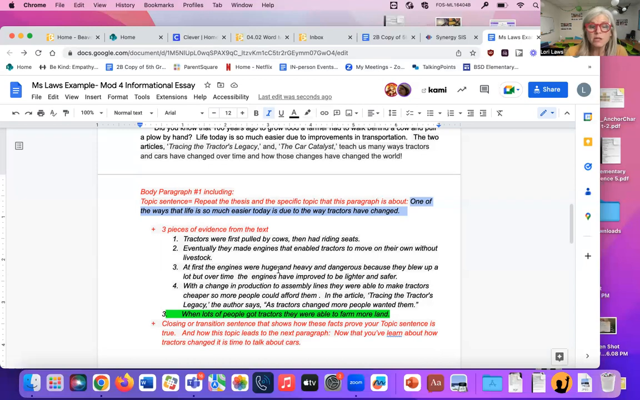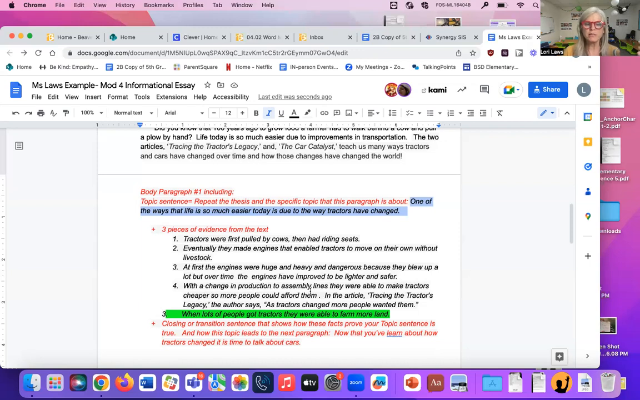At first, the engines were huge and heavy and dangerous because they blew up a lot, but over time, the engines have improved. These are all paraphrasing. It's where I took the information from the text, but I put it in my own words. If I paraphrase, I don't have to say where the information came from, right? But on this one, I decided to use an actual quote.